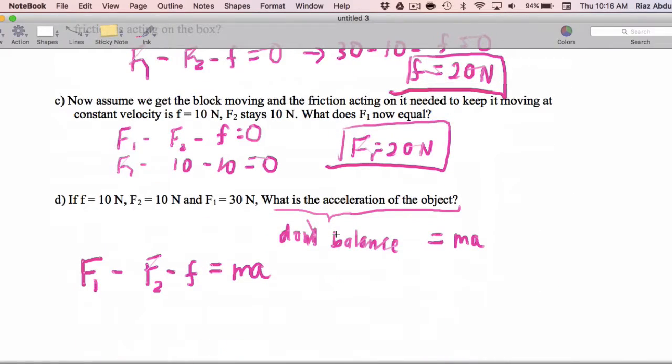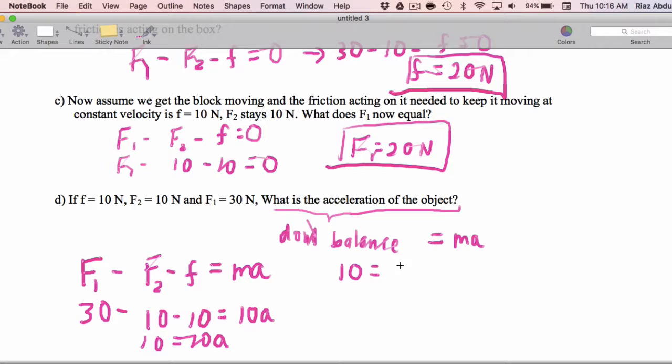And we have a 10 kilogram mass. So we're going to plug in 30 minus 10 minus 10 equals 10 times a. This is going to be 10 equals 10 times a. And then I'll just rewrite it here. We'll divide both sides by 10. And so we'll end up getting here 1 meters per second squared is our acceleration.